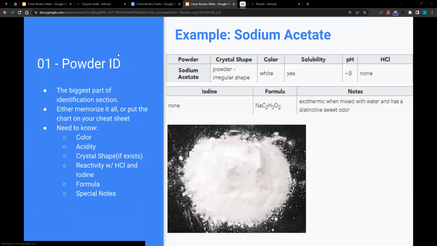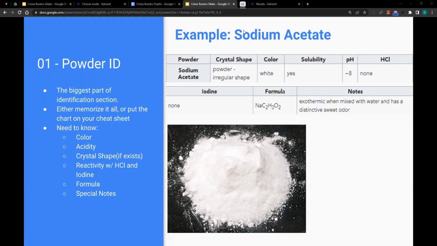So the first part is powder identification, and it's the biggest part of the identification section. And the two strategies for tackling powder identification is just either memorize it all or put the chart on your cheat sheet, which I will show later. And for powder identification, all you need to know is just the color, acidity, and all this type of stuff for each type of powder.